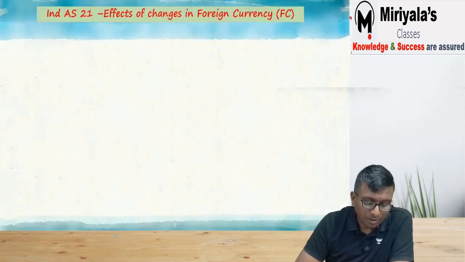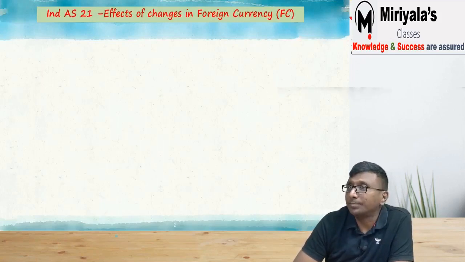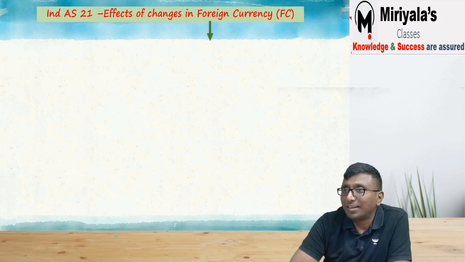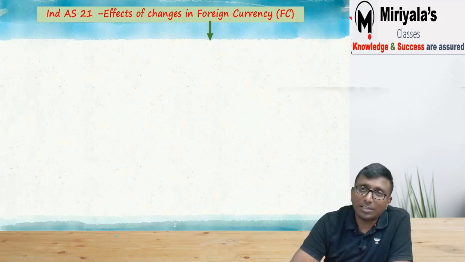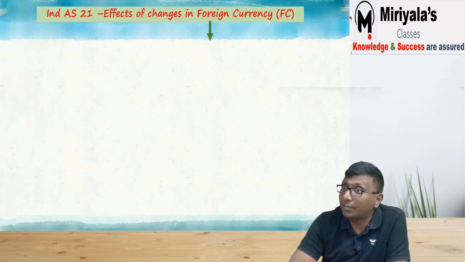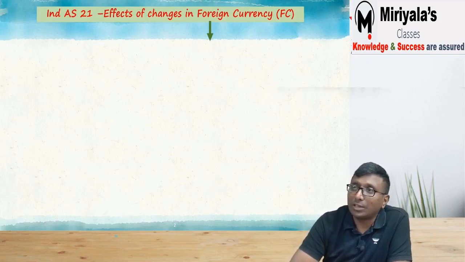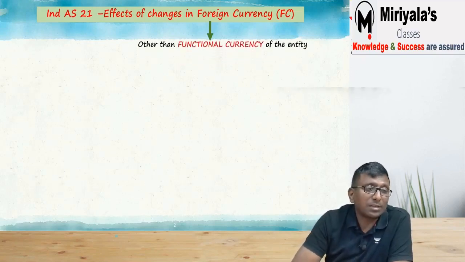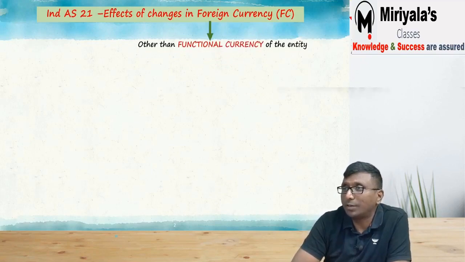So when I say the first thing, effects of changes in foreign currency, first, what do you mean by foreign currency? Foreign currency means other than rupee, other than Indian currency. That is the AS 11 definition. But here we have a different definition: other than the functional currency of the entity, our company.